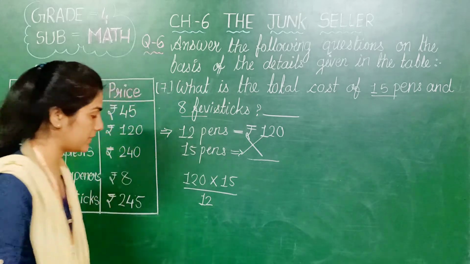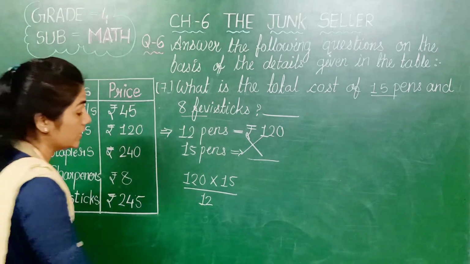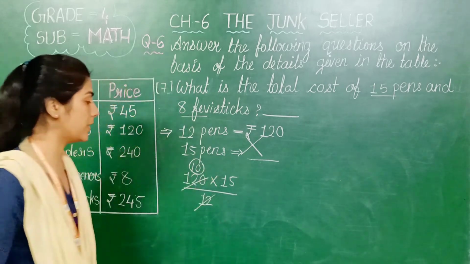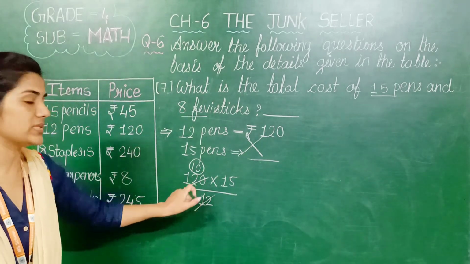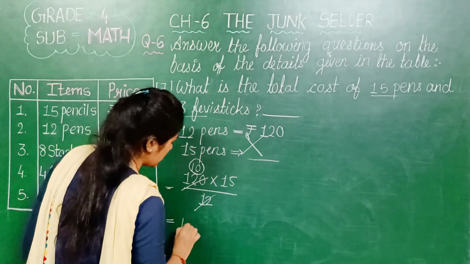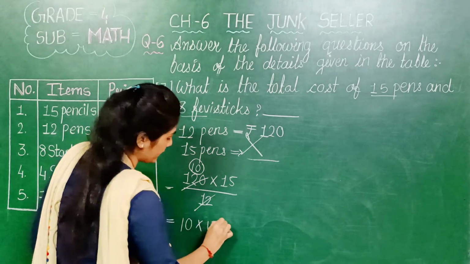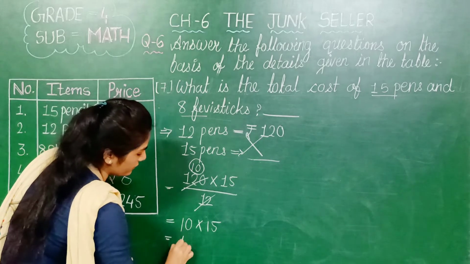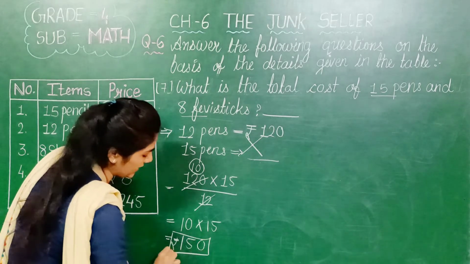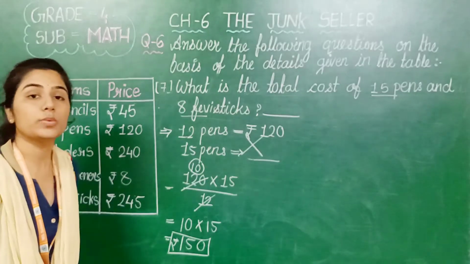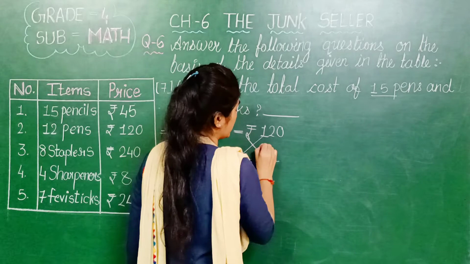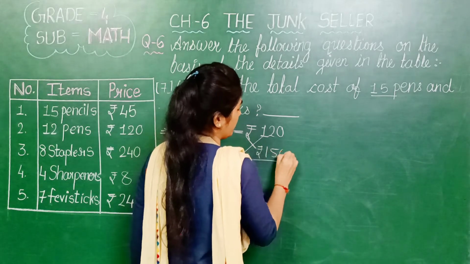So 120 multiplied by 15 divided by 12. Just now in the previous question we found that 12 tens we can take, which means 10 we have to keep upside, because 12 tens are 120. So which numbers are remaining? 10 multiplied by 15. So 15 tens are 150 rupees. This we have found as the cost for 15 pens, right? So we can write it this way, rupees 150.